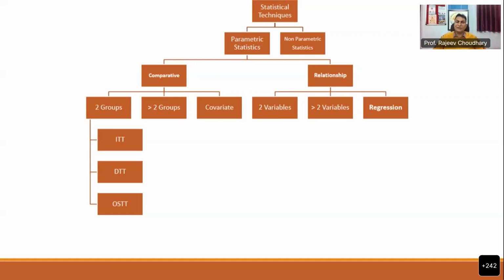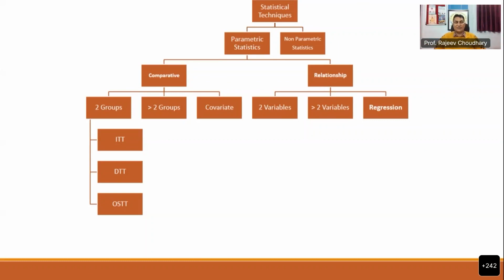Again, I repeat, the independent t-test is used to conduct comparative surveys. The dependent t-test is used to conduct experiments, and the one sample t-test is also used to conduct surveys. But the difference between the independent t-test and the one sample t-test is, in the independent t-test we compare two different groups, but in the one sample t-test we compare a group with a fixed value.